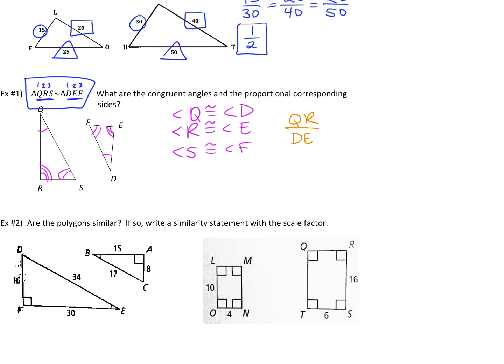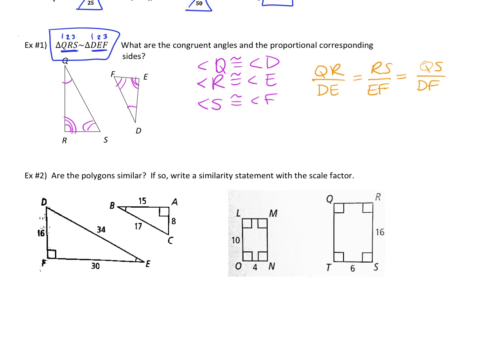QR over DE equals RS over EF and QS over DF. Good, perfect. So you're just matching up those corresponding pieces. Any questions on that? All right, moving right along.